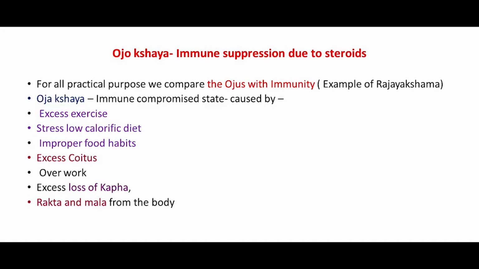That we will discuss. For all practical purposes, we compare Ojas with immunity, as is also explained in Rajayakshma: Ojasaha vardhito ashubhyam shuddham sattvam matapicha. Once the Ojas is increased, the body also improves in Rajayakshma. So Oja Kshaya is compared with the immunocompromised state, which is caused by excess exercise, low calorific diet, improper food habits, excess coitus, overwork, and excess loss of kapha, rakta and mala from the body. These are the causes given in the science for Oja Kshaya. But in nephrotic syndrome, Oja Kshaya is because of immune suppression. Next one.